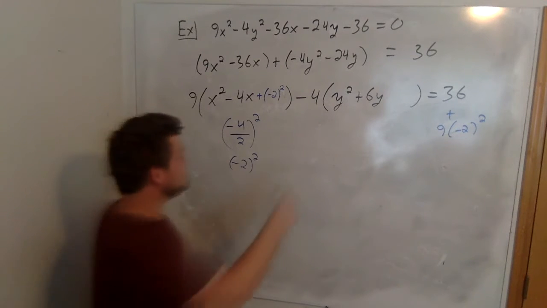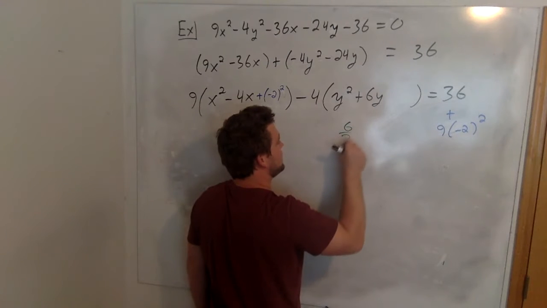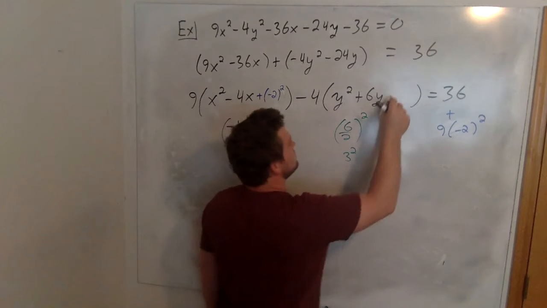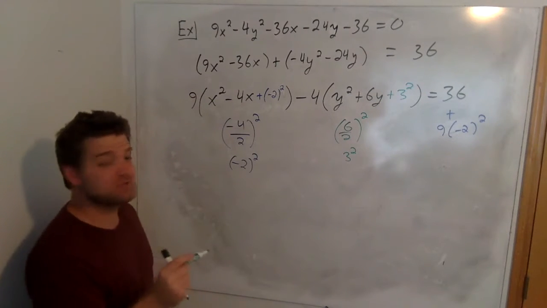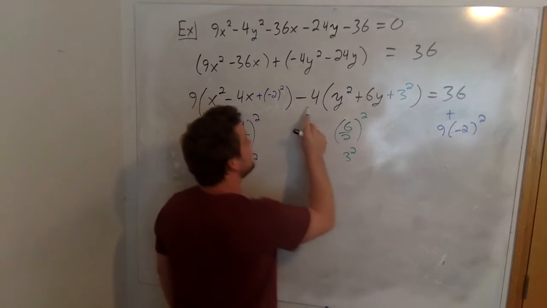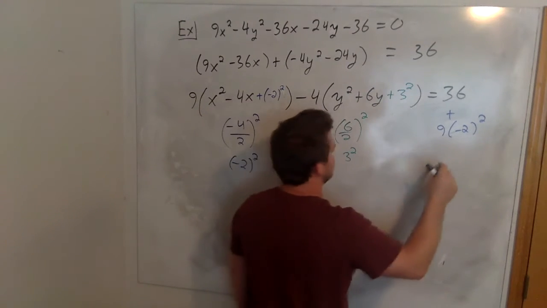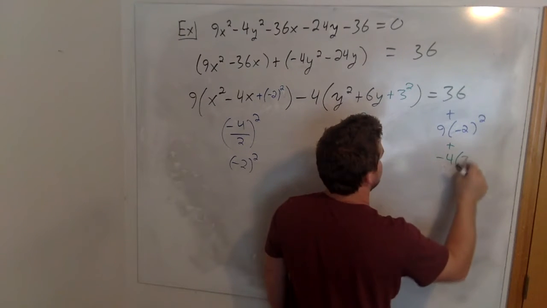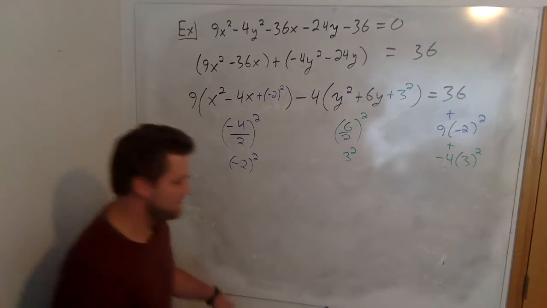Similarly, we have this 6 here. So we're going to take the 6, cut it in half, and square that. So we'll get a 3 squared. So we'll add a 3 squared here, but be careful, we didn't just add a 3 squared, we actually added a negative 4 times 3 squared. We added it to the left, we got to balance it and add it to the right. So we have to add a negative 4 times 3 squared to the right-hand side. Okay?